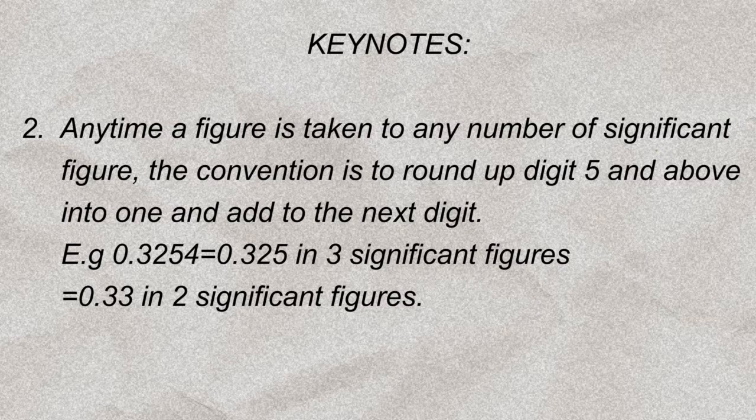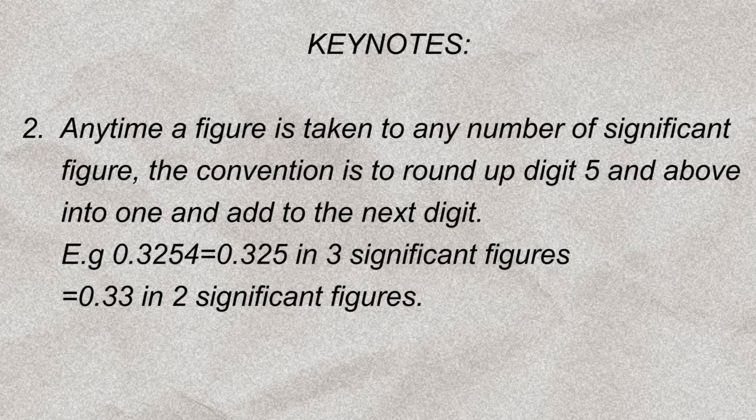If given the value 0.3254 and you are asked to convert this to 3 significant figures, the result will be 0.325. But if asked to convert it to 2 significant figures, the result will be 0.33. Why? Because that number 5, as the keynote says, is approximated to 1 and is added to 2 to make it 3.